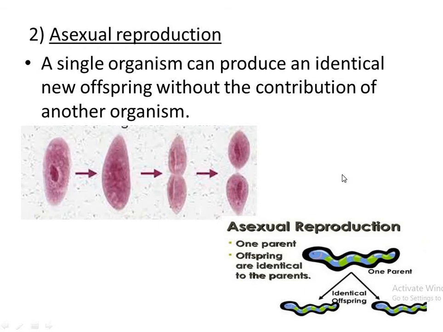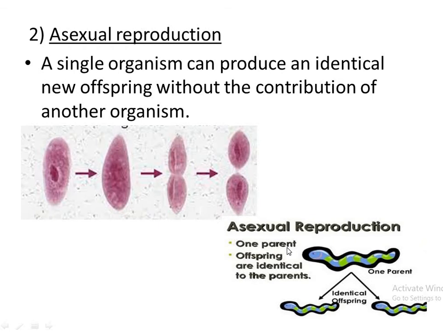Second one is asexual reproduction, where a single organism can produce an identical new offspring without the contribution of another organism. So you can see one of these organisms. Then it will basically cut itself into two. It will divide itself into two, producing two new organisms. That is what you call asexual reproduction.